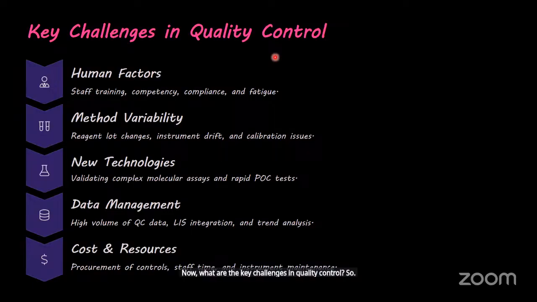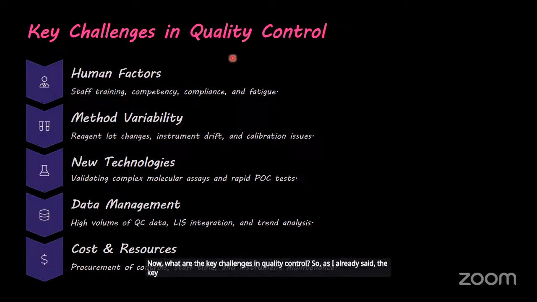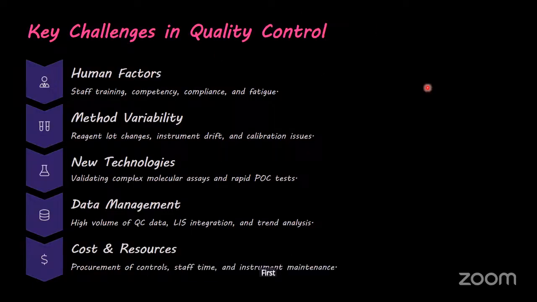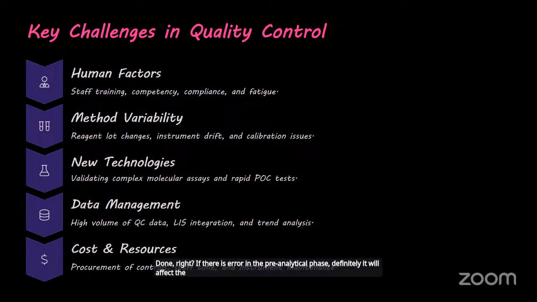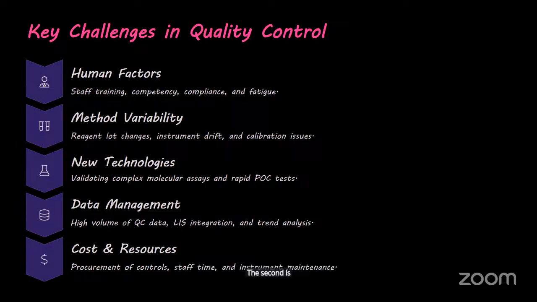So as I already said, the key challenges in quality control: first is the pre-analytical phase. That should be properly done, right? If there is an error in the pre-analytical phase, definitely it will affect the analytical phase. The second is the human factor. Person to person performance may vary, and we should strictly follow the SOPs while performing any activity.